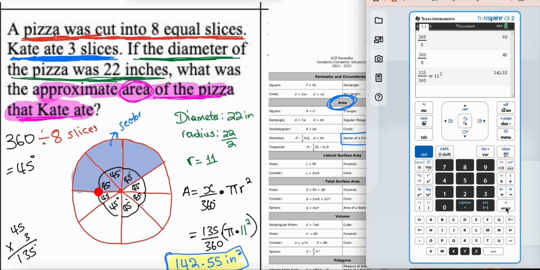The other thing to note is that you're not going to use 45 as your angle in the sector. In this particular case, all of this represents the angle of the sector that Kate ate. So we have 3 45s. So you have to add these three, or since they're all the same, you just say 3 times 45 gives you 135. And that's the reason why I have 135 and not 45.